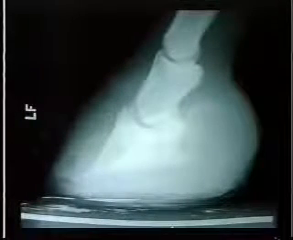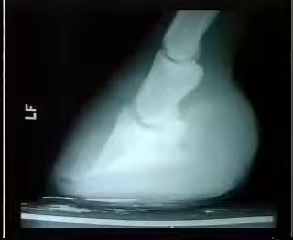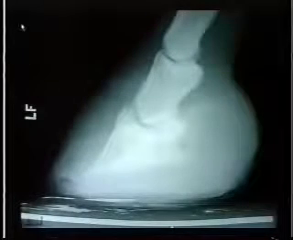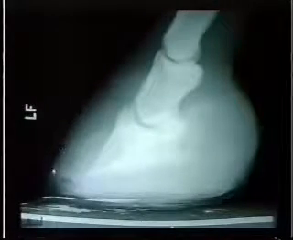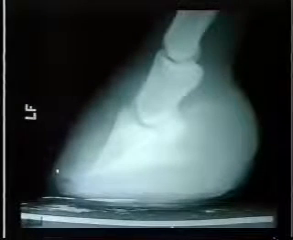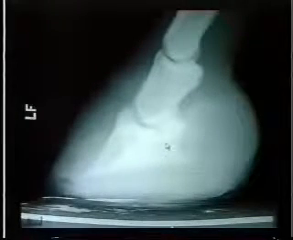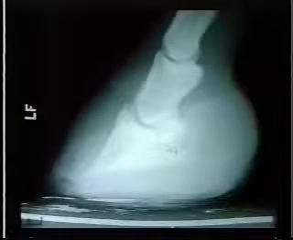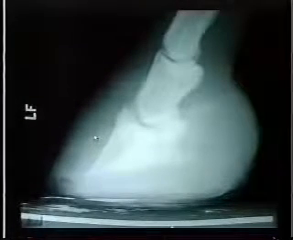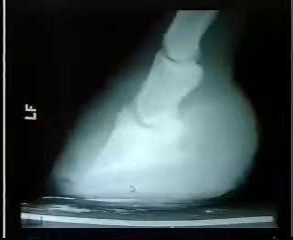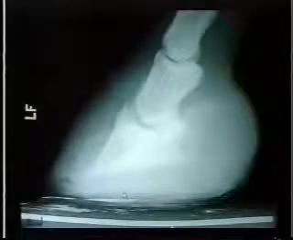This is a horse that had rotation of P3 within the hoof capsule and has had a dorsal hoof wall resection. You can see that the foot's been trimmed down in this area, and so it's helping to realign the hoof capsule to P3. It's important for you to understand that once rotation of P3 occurs, you can't move P3 back forward within the hoof capsule. What you have to do is reshape the hoof capsule so that it's positioned appropriately with P3.